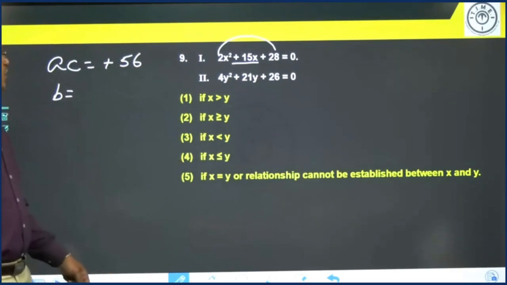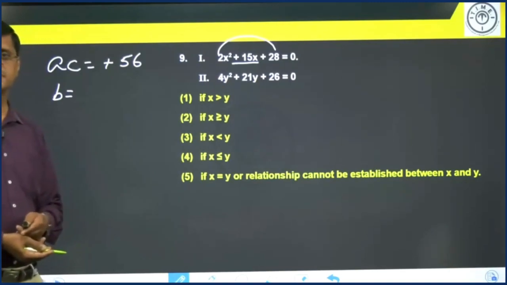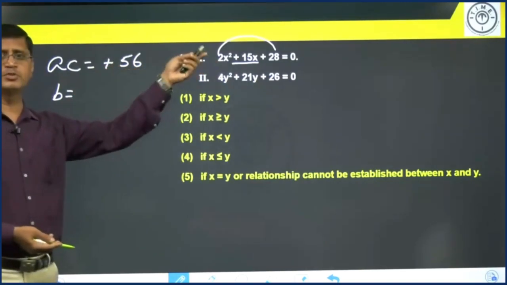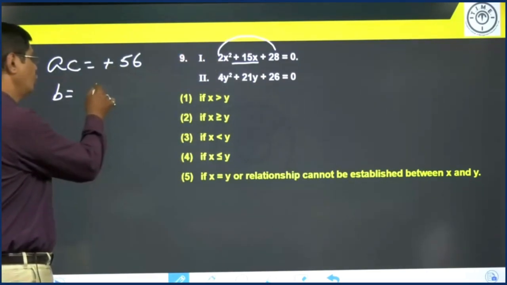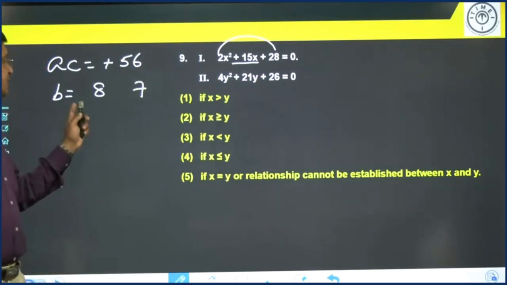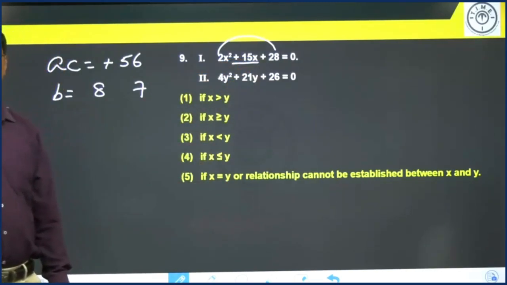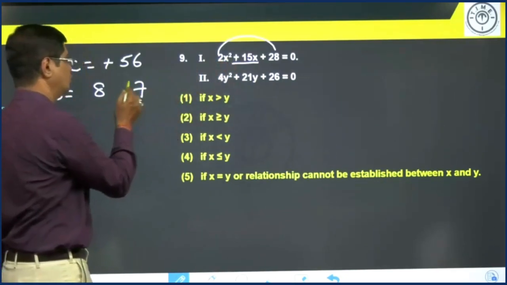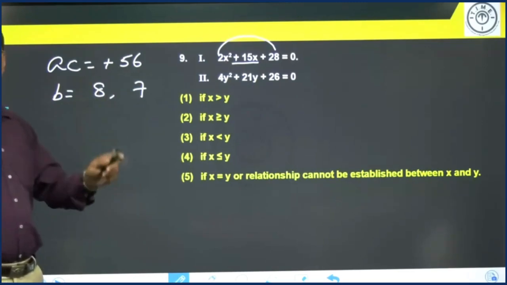Now, 56, how can we find the factors for this? So, 28 into 2 is 56, and the middle term is 15. So, 56 can be expressed as 8 into 7. What is the sum of these two values? The sum of these two values is equal to the middle term, that is 15. Now, here the sign is positive, hence I am taking both the factors as positive only.